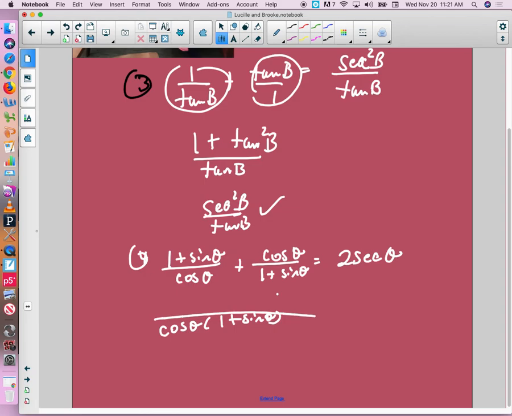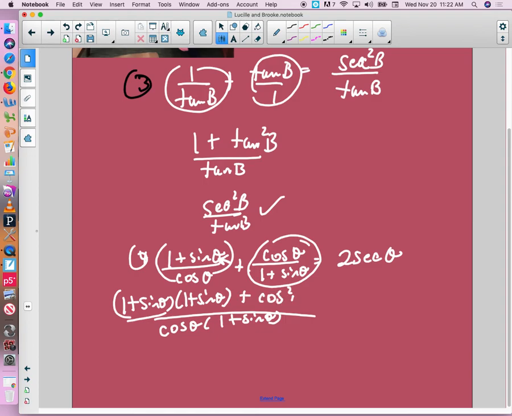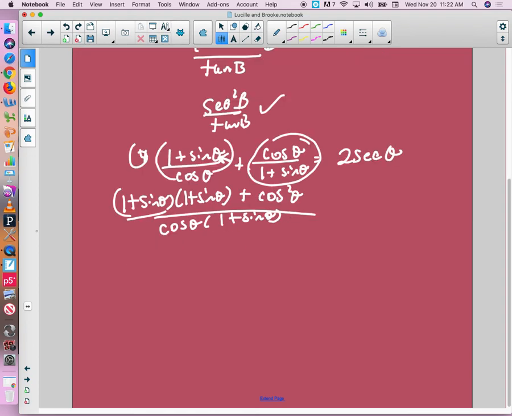Does anybody know why? I'm hoping that something will cancel. It's not necessary for one thing, and I'm hoping something will cancel. What are you going to have to multiply the first one by? 1 plus sine theta. Thank you, Danielle. Okay. Doesn't this one need a 1 plus sine theta? Okay. What does this one need? A cosine. So I got a common denominator. Now I'm going to do FOIL.